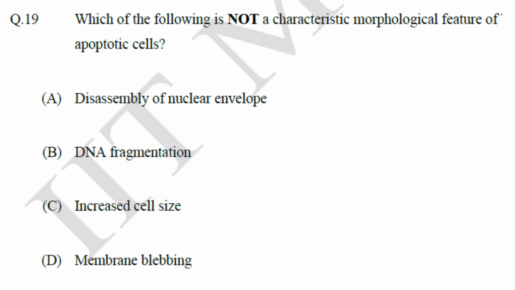Then next one. Which of the following is not a characteristic morphological feature of apoptotic cells? Disassembly of nuclear envelope. Yes, that is correct in apoptosis. DNA fragmentation. Yes. Increased cell size. No, apoptosis is characterized by cell shrinkage and not increased cell size. So C is not a characteristic morphological feature of apoptotic cell. Membrane blebbing is also seen with apoptosis.